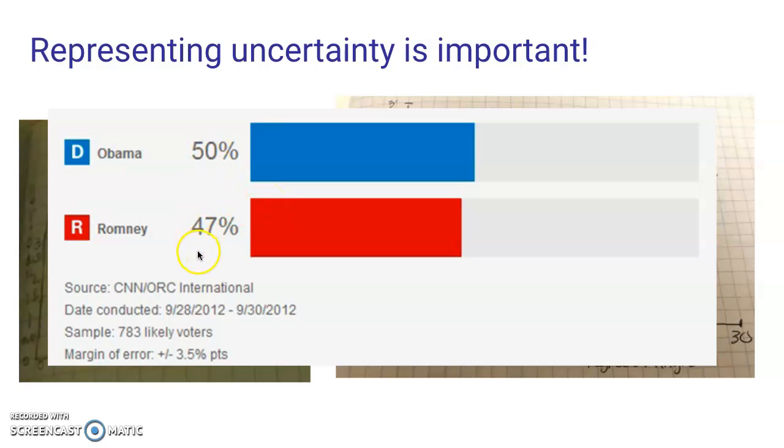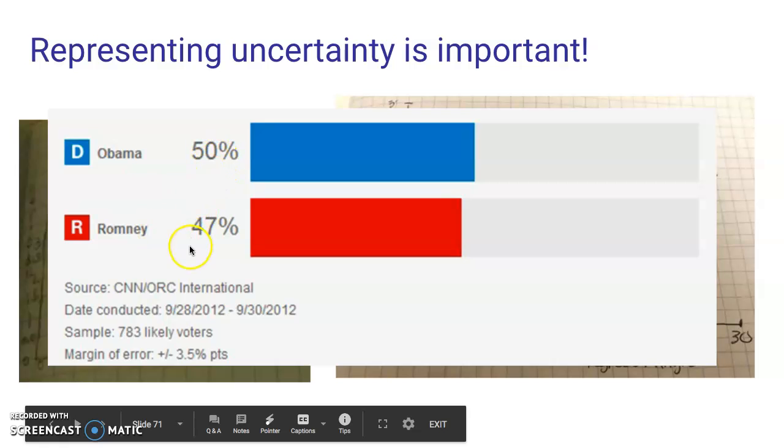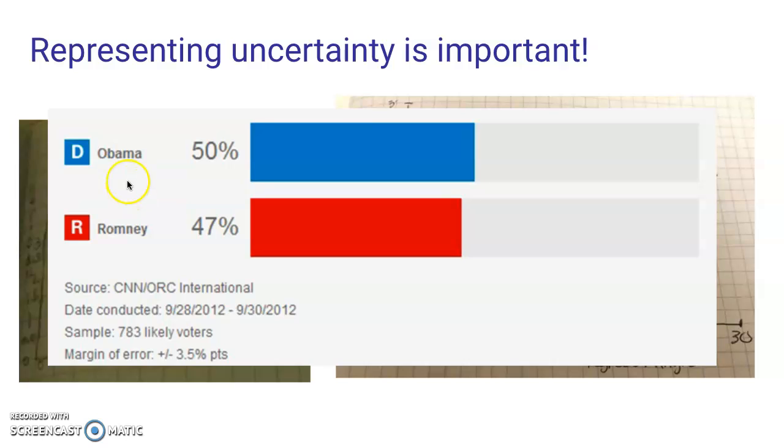So this is a model that's predicting who is going to get the majority of the vote in the 2012 election. So you were like in elementary school then. Probably you don't remember this. And you maybe remember that President Obama won, and it was predicted he would win with 50% of the vote. Mitt Romney was predicted to get 47% of the vote.